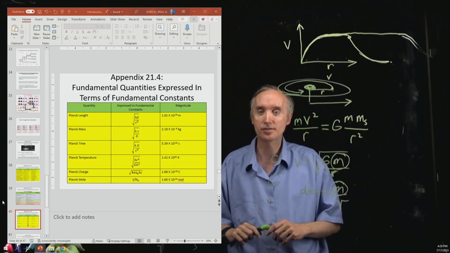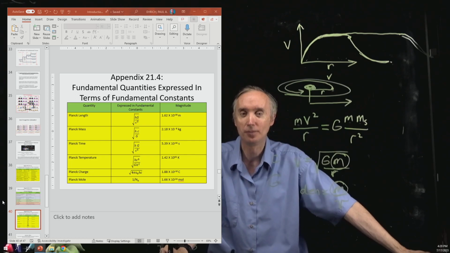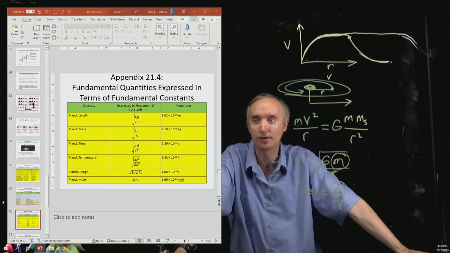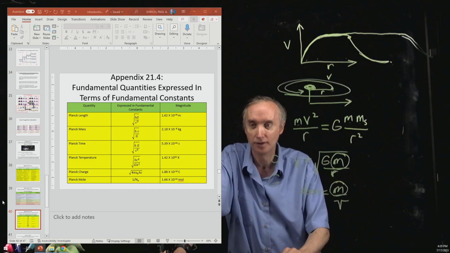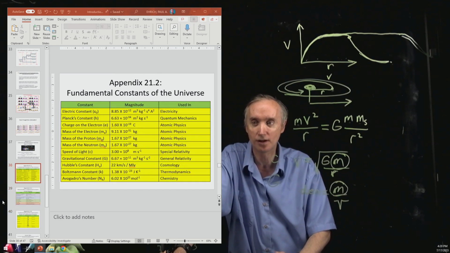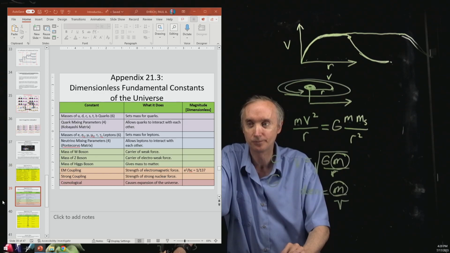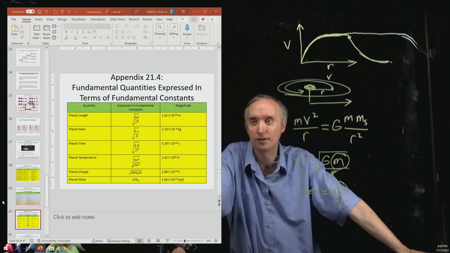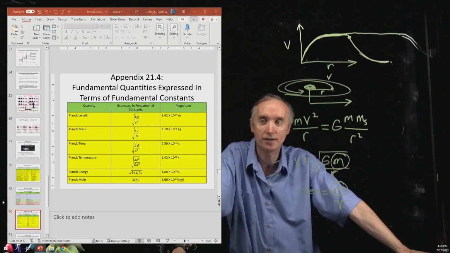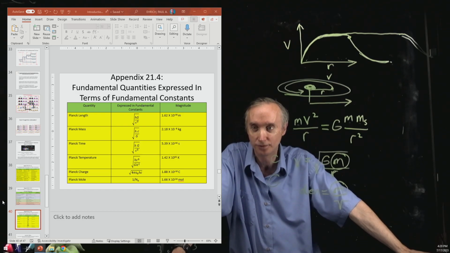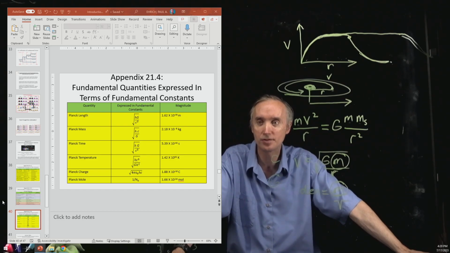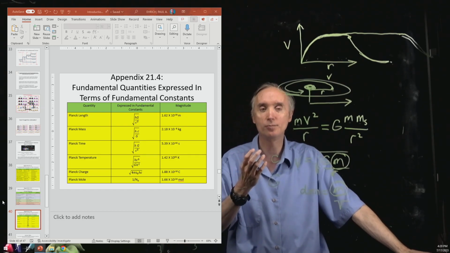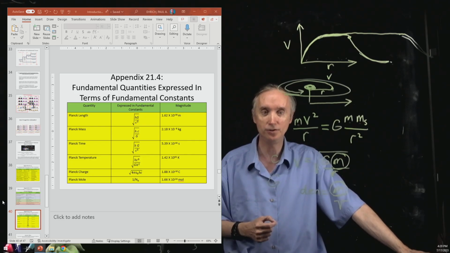And now this is really wild. Somebody had a lot of time on their hands because they took various fundamental constants and combined them. And it turns out that if you take the square root of the Planck's constant times the gravitational constant divided by the speed of light cubed, you get the dimensions of meters. And so this would be the ultimate metric unit.